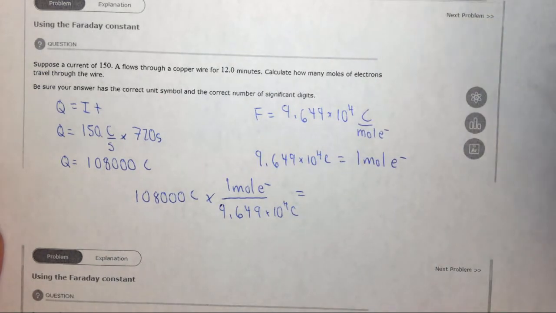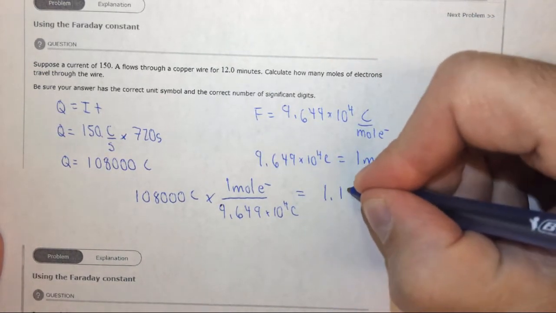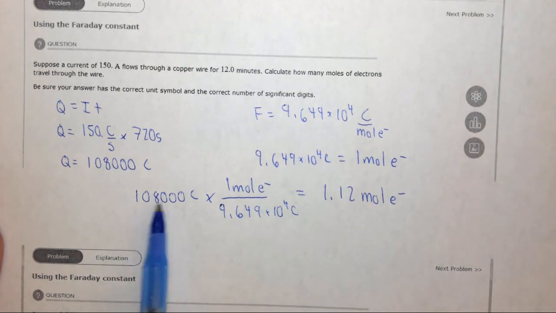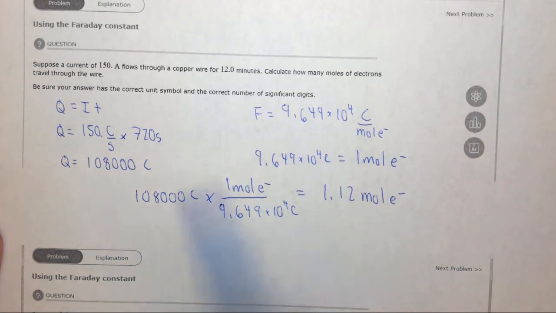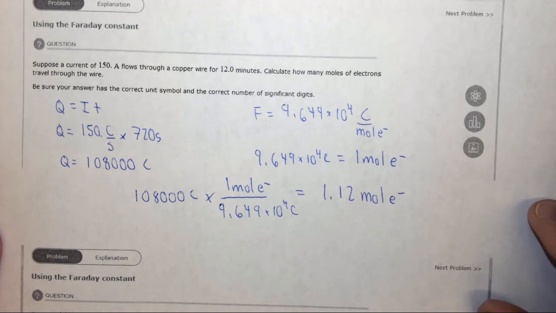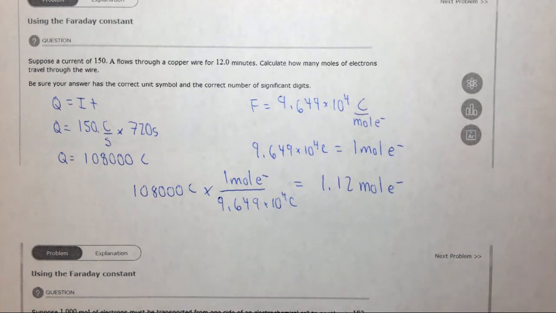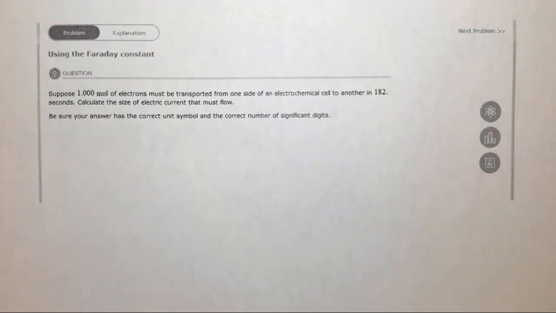And when you do that math, you find out that this is 1.12 moles of electrons that were transferred in order to transfer this 108,000 coulombs of charge. So that is basically how we would solve this problem. I do want to look at one more example because although it's kind of just rearranged variables, it does look somewhat different, so I did want to give you a second example.